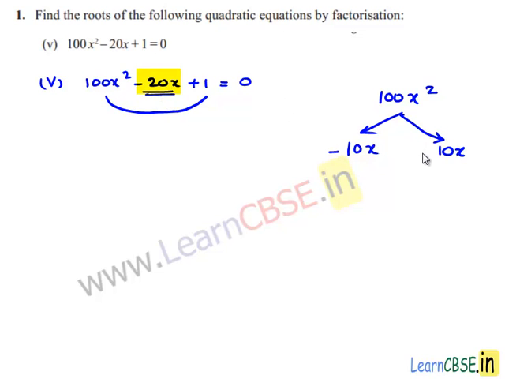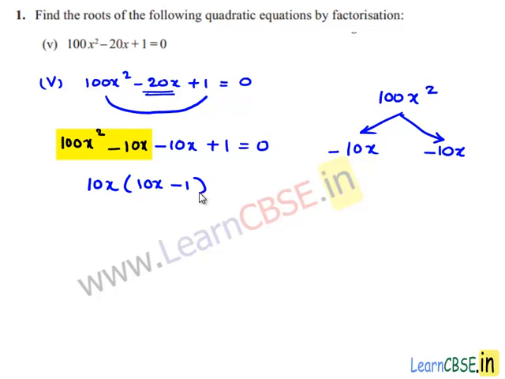So minus 10x and minus 10x sum to minus 20x, and minus 10x multiplied by minus 10x is plus 100x square. So minus 10x and minus 10x satisfy both of the conditions. So in 100x square, on replacing minus 20x with minus 10x and minus 10x, we get this. 10x can be taken as common from the first and second terms. We get 10x minus 1, and minus 1 can be taken as common from the third and fourth terms. We get 10x minus 1. This is equal to 0.